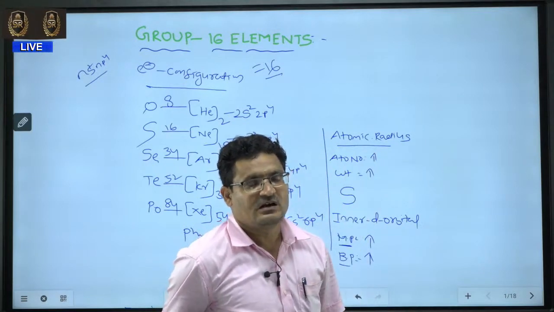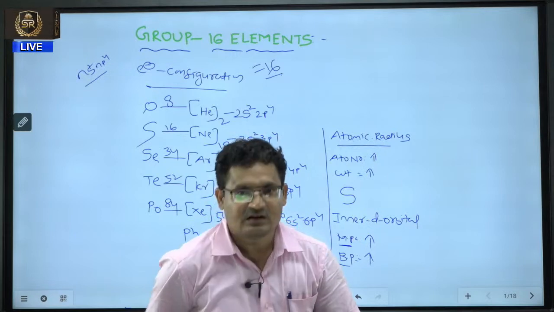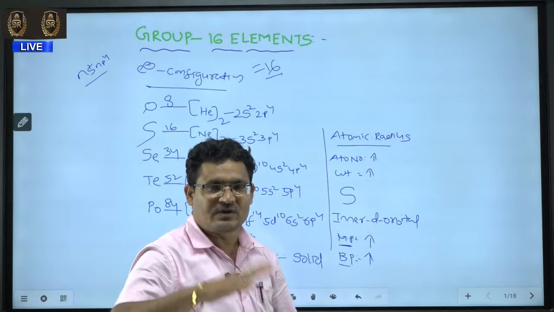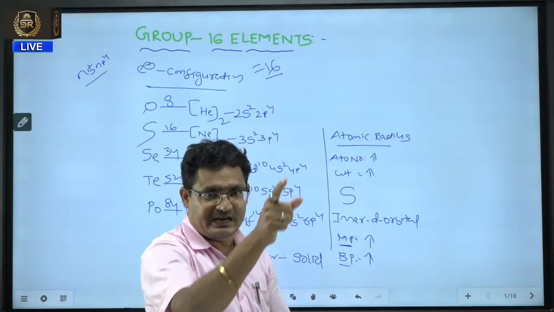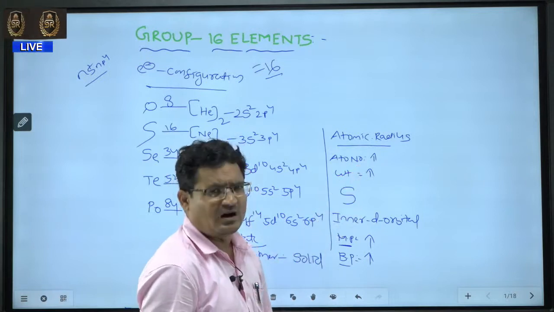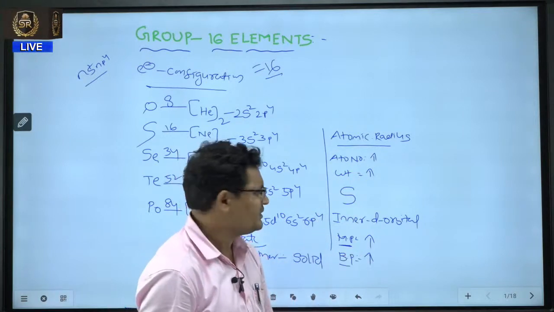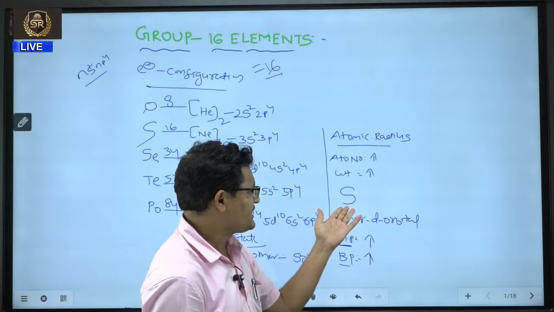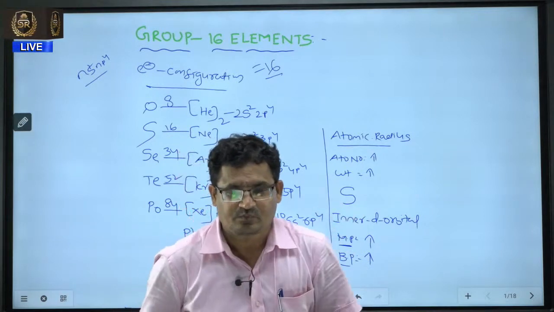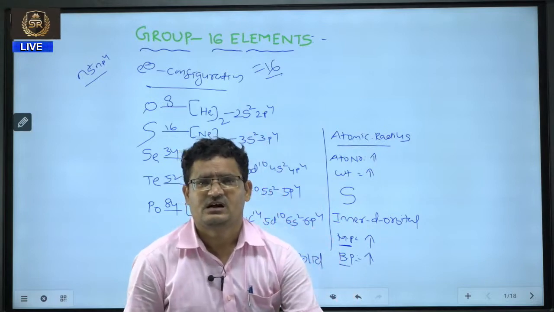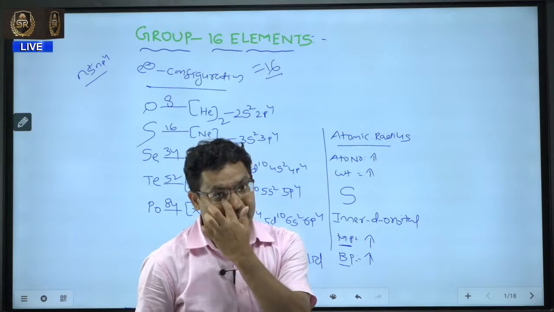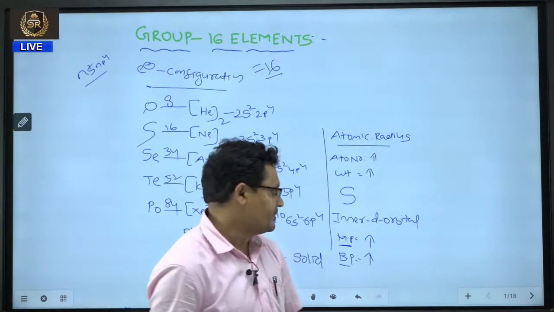Atomic radius: from top to bottom, atomic number increases, 8, 16, 32 like that. Atomic weight also increases from top to bottom. That's why the differentiating electron enters the next higher energy shell. This is due to the screening effect by inner d orbitals.